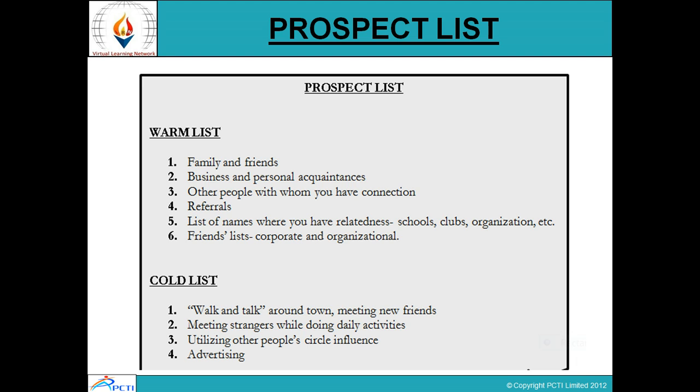So as a whole, the prospect list plays an important role in bringing business to the organization at different levels, and sometimes the in-house people are responsible for the generation of the prospect list. Even people who are not part of the organization can also be part of the prospect list.